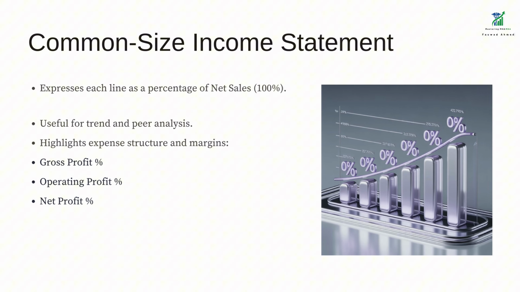Common size income statement. To analyze profitability effectively, analysts often use a common size income statement. Here, every line item is expressed as a percentage of net sales, making it easy to compare performance across years or competitors. For example, if cost of goods sold is 60% of sales and gross profit is 40%, you instantly see the firm's efficiency and cost structure. This technique helps isolate trends and identify whether profitability is improving or slipping.